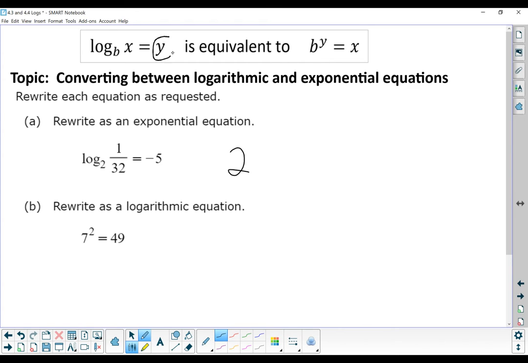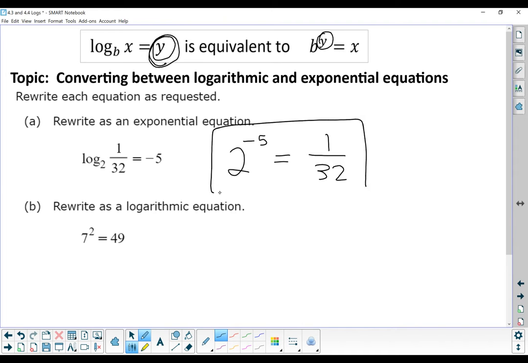The thing that the log is equal to becomes the power on the exponential. So this is going to be 2 to the power negative 5 is equal to 1 over 32. So this is what we would type in. This is the exponential form of that equation.